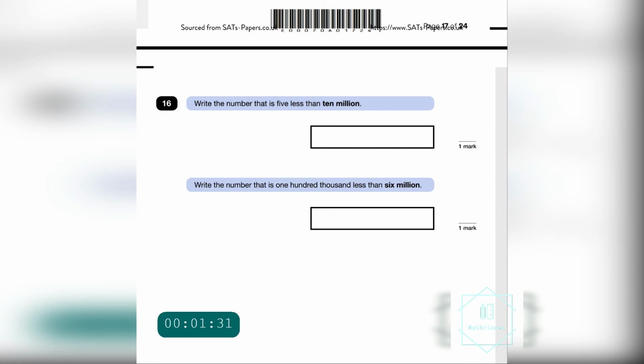Write the number that is 5 less than 10 million. So let's see. So in 10 million, we have 6 zeros after 10. So that becomes our 10 million. We are saying write the number that is 5 less than. So 5 less than, then all other numbers will become 9. So that will be 9, 9, 9, 9, 9, 9.